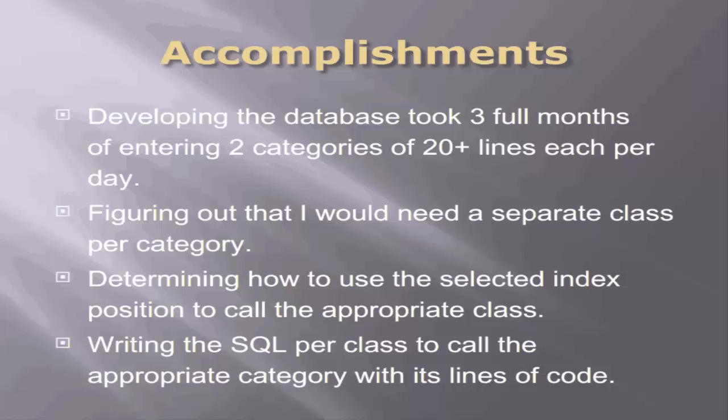Figuring out that I would need a separate class per category was major. When I first started coding the app, I thought everything was going to be done in 1 or 2 classes. However, the more I got involved with it and researching on how to do certain things to tie it all together into one app, I realized I would need a separate class per category, and that is how you use the selected index position, is to start the activity of that particular class.